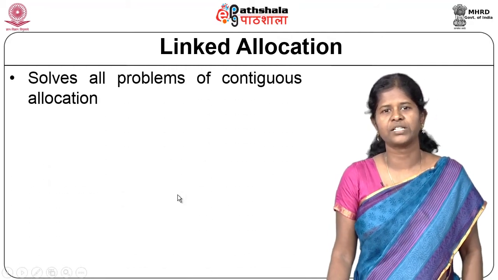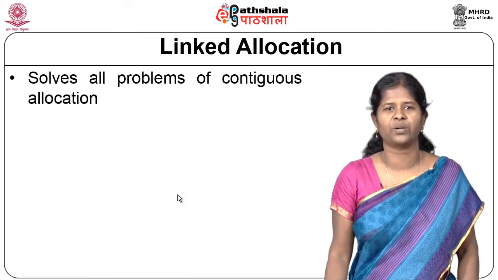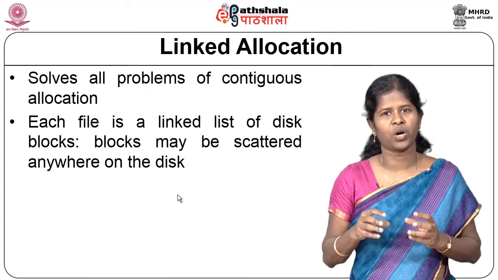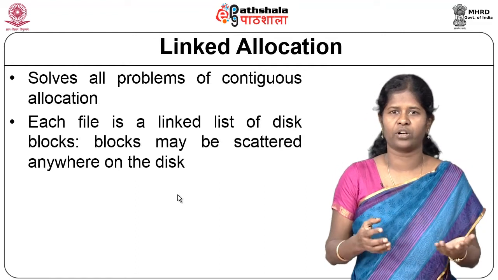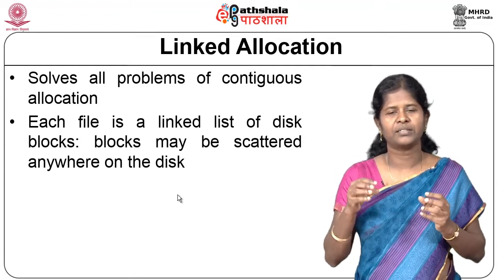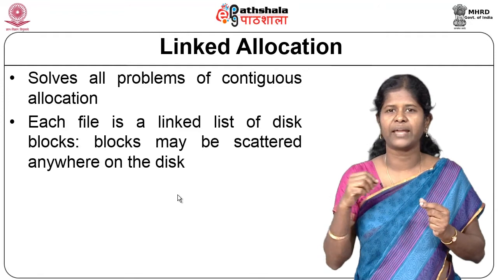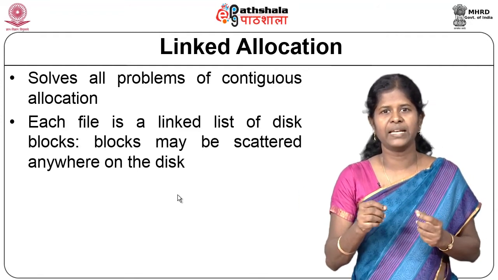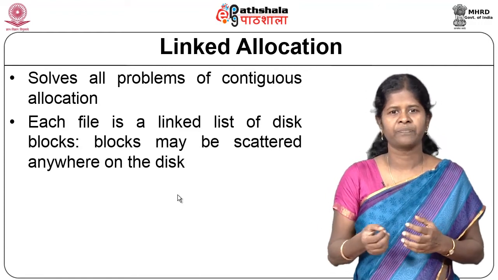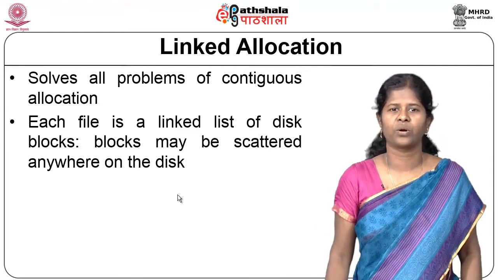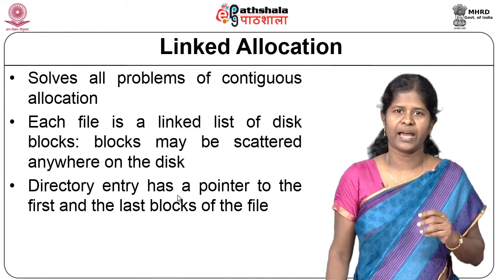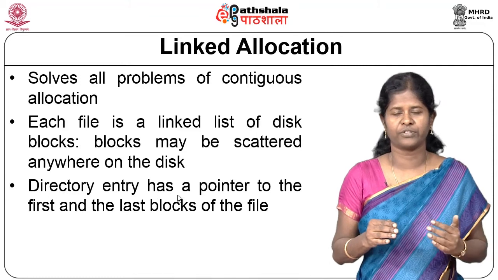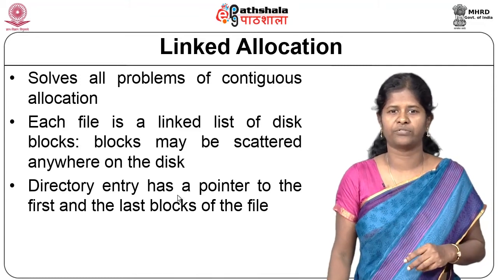So, this linked allocation tries to solve the problems of contiguous allocation. Here what is done is that any disk block in the disk can be allocated for the file, and there will be a link that is being maintained between all the disk blocks that are allocated to this file. So, the file is a linked list of disk blocks. The blocks can be scattered anywhere on the disk, and in the directory you will have a pointer to the first disk block of the file and to the last disk block of the file.